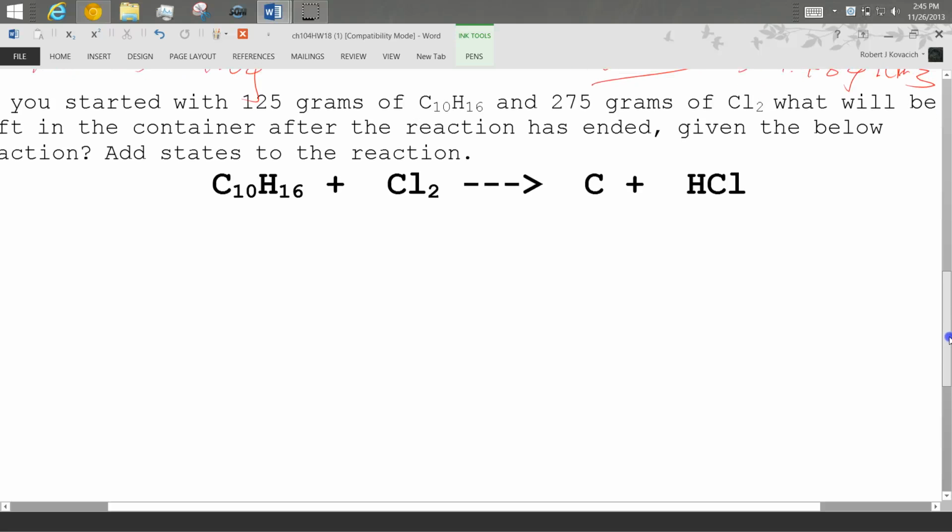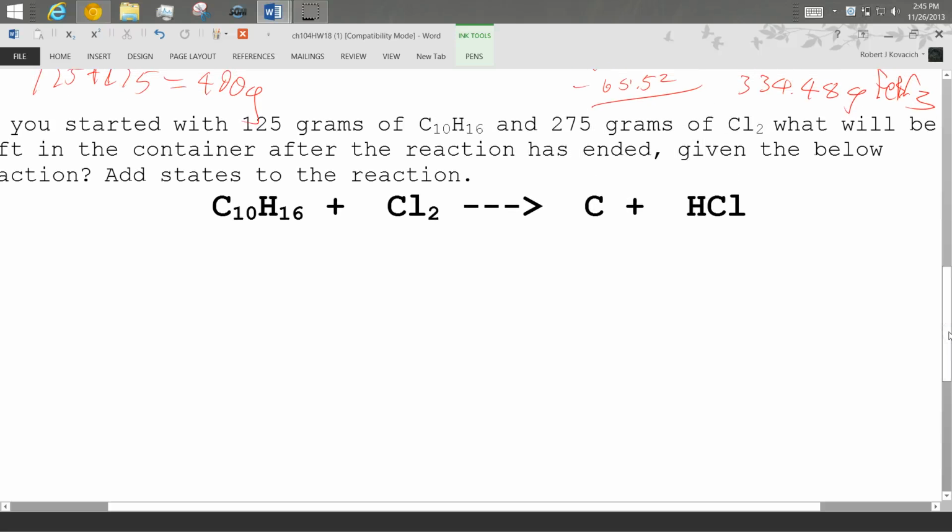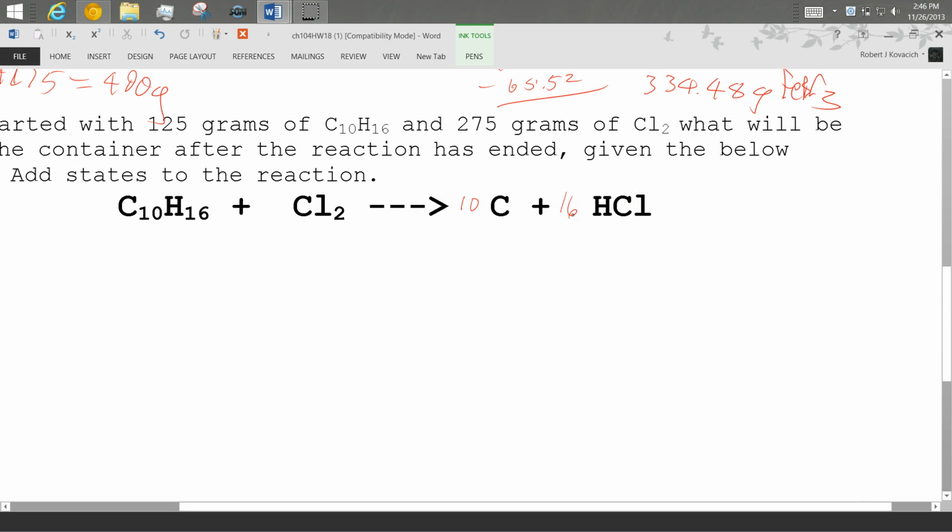What are we going to do for balancing this one? So this is basically the same question as the last one. Ten carbons, does that work? What else? 16 HCls? And then an 8 Cl2? Okay. And what do you think for this one here? Sounds good. For this one? Chlorine? Sounds good. And for the carbon? Sounds good. And the hydrochloric acid? Is there any water?